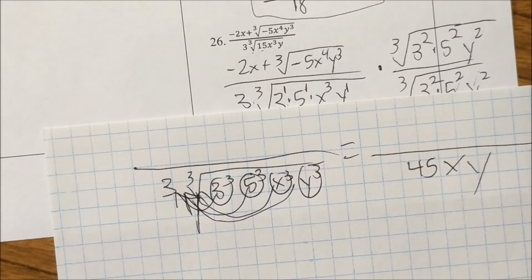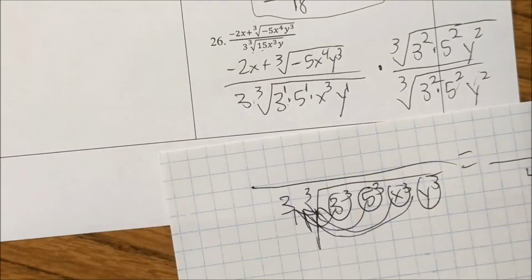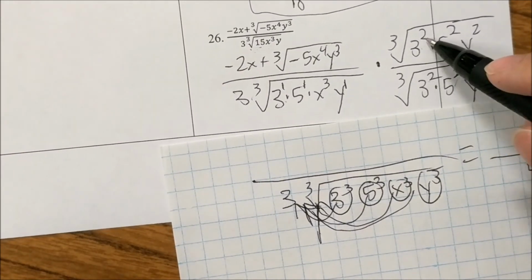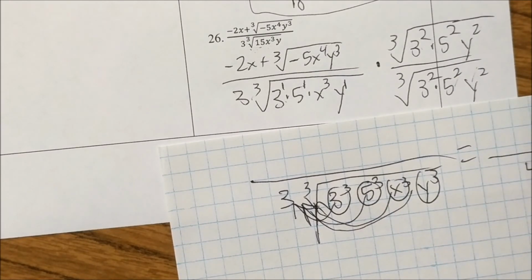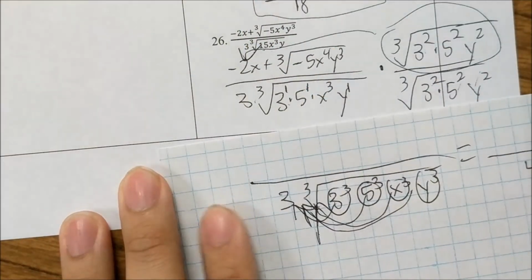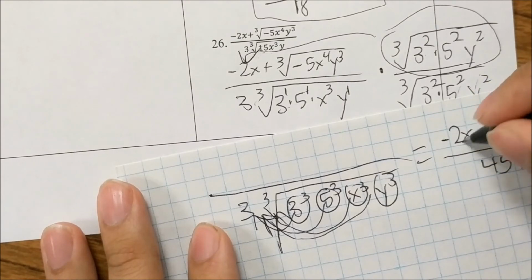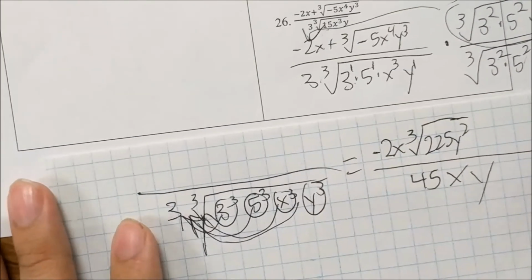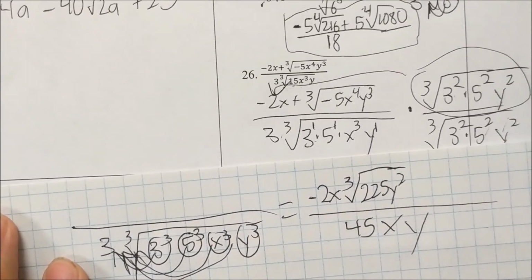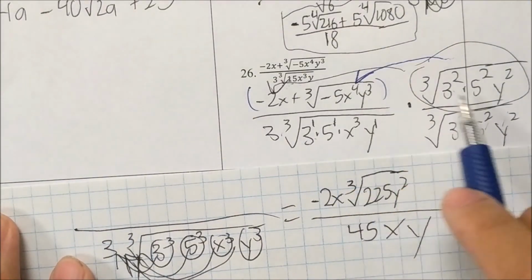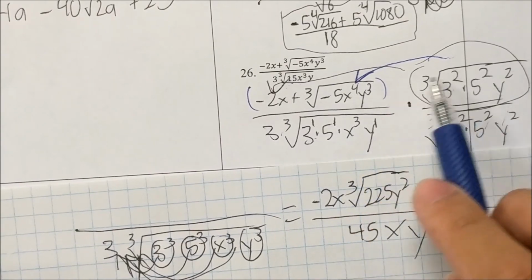Let's see what happens in the numerator. Okay, so we need to distribute. So what is 3 squared times 5 squared? That's 225. So multiplying this times this first, I've got a negative 2x as the coefficient, and then cube root of that. And then now I need to multiply this times this portion of the numerator. Okay, so these are both inside the radical, so we multiply the radicands.